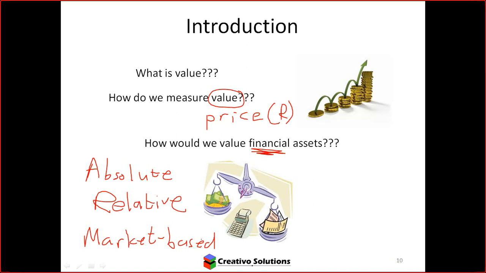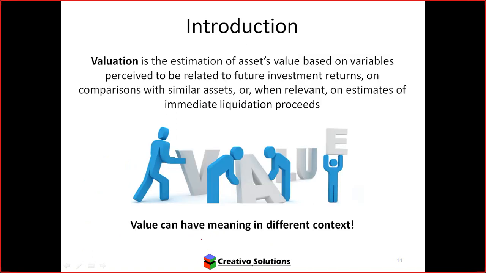Okay, and then we'll learn about other measures, so like free cash flow, and then we'll group it under absolute, relative, or market base. And then we'll learn about something like PE ratios. Okay, and a PE ratio would also be classified under absolute, relative, or market-based. So those are the three main methods, or methodologies, that we could apply when valuing financial assets. Absolute, relative, or market-based.